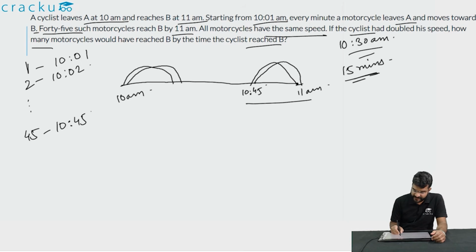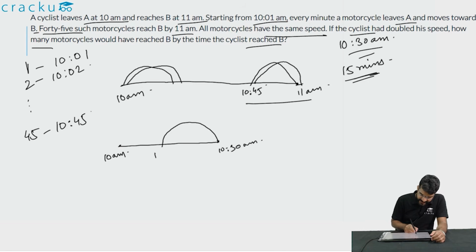So now we are required to find out how many motorcycles reach B by the time the cyclist reaches B. So if the cyclist doubles his speed, he'll again leave at 10 a.m. but he'll reach B at 10:30 a.m. So the last motorcyclist who would reach B before the cyclist or around the same time would have to leave A at 10:15.